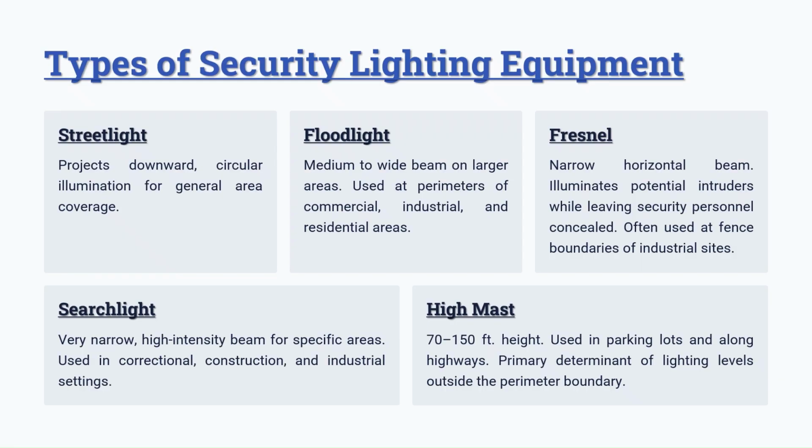Searchlights generate high-intensity beams for targeted illumination in specialized situations. High-mast lighting is used in large open areas like parking lots and highways, providing broad and uniform coverage. Selecting the right type depends on the area, threat level, and operational requirement.